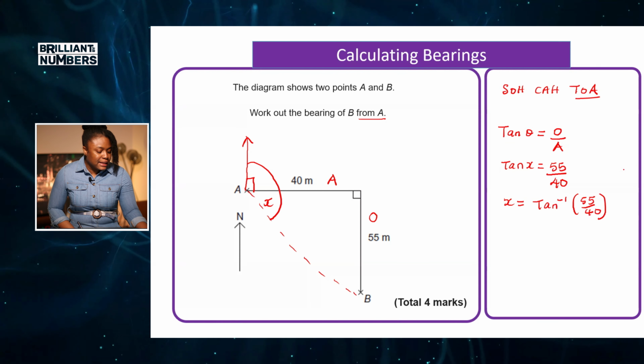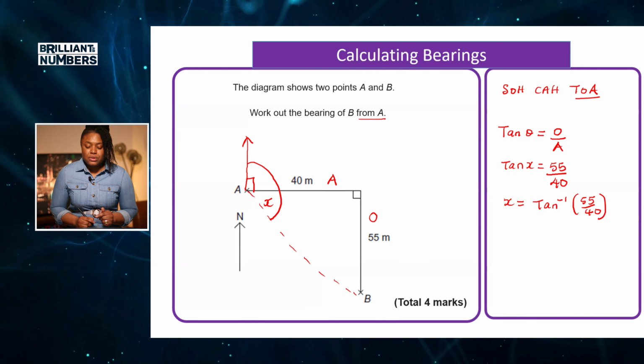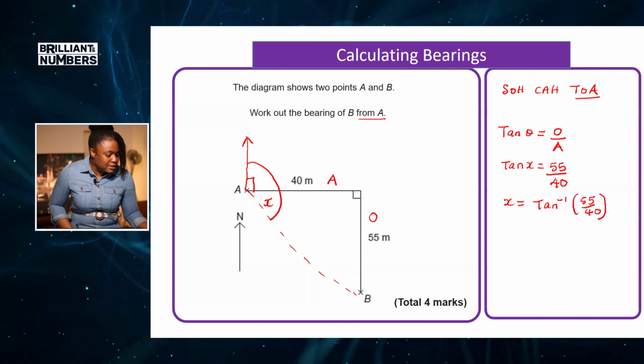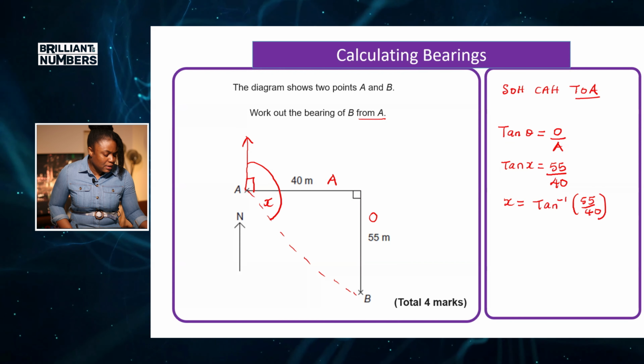And in my last lesson, I talked about how to bring up that inverse function on your calculator. So you'd simply need to press second function or shift on your calculator, depending on the one you have. You will see the inverse function coming up, and then you simply need to do 55 divided by 40. And that gives us 53.97 to 2 decimal places.